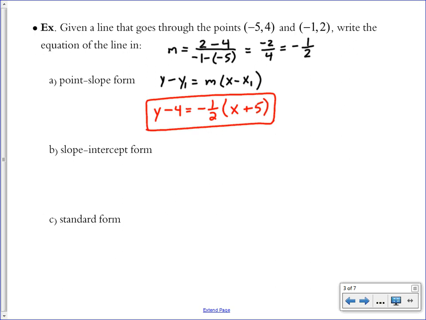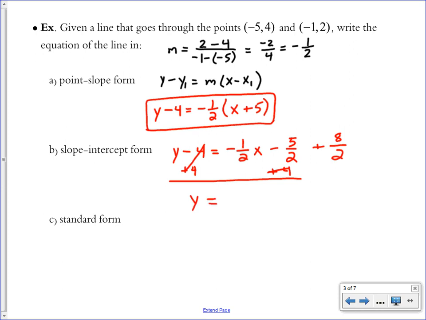Get rid of the parentheses, get y by itself, put it in slope-intercept form. To get rid of the parentheses, we'll distribute negative 1/2 times x. Negative 1/2 times 5 is negative 5/2. We're going to add 4 to both sides. Adding 4 is like adding 8 over 2, so we have a common denominator there. So this side is going to say y equals, and this will say negative 1/2 x plus 3/2. And that's the equation in slope-intercept form.